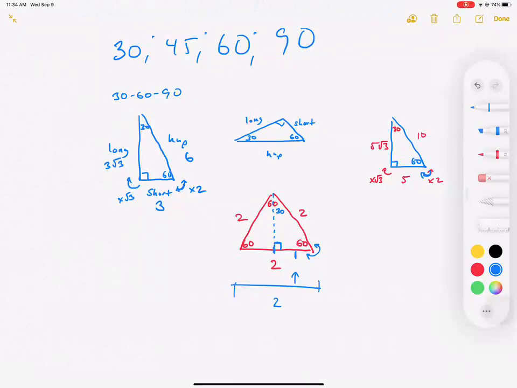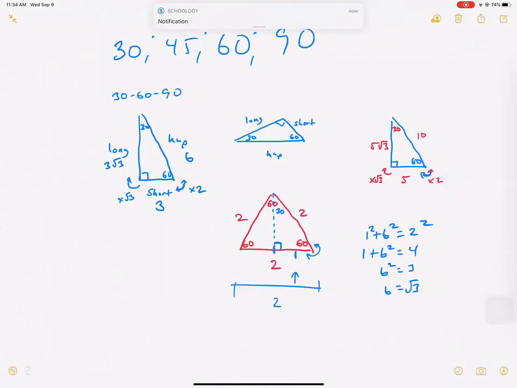And the third side, if I use the Pythagorean theorem, 1 squared plus b squared equals 2 squared. It's going to be 1 plus b squared is equal to 4. b squared is equal to 3. b is equal to the square root of 3. We can do that for these other sides. 5 squared plus b squared is equal to 10 squared, which is 100. So b squared is equal to 75, because we subtract 25 from both sides. And then the square root of 75 is really 5 times 5 times 3. We're left with 5 square root of 3.